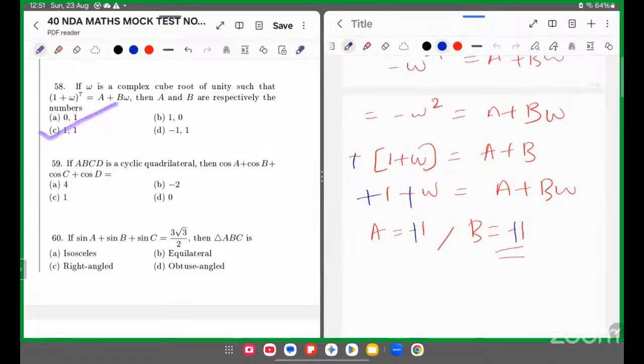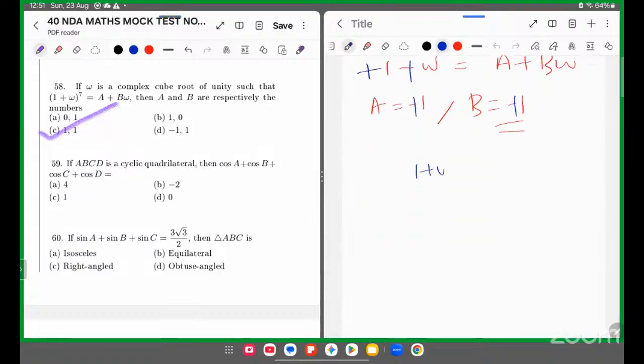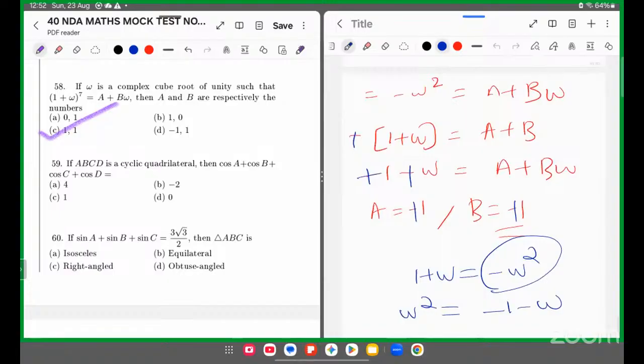Please do carefully, because 1 plus omega equals minus omega square. Therefore, I can say that omega square is equal to minus 1 minus omega. So omega minus omega square can be replaced with 1 plus omega. So A equals 1 and B equals 1 will be the answer. Okay, so option C is the correct answer.